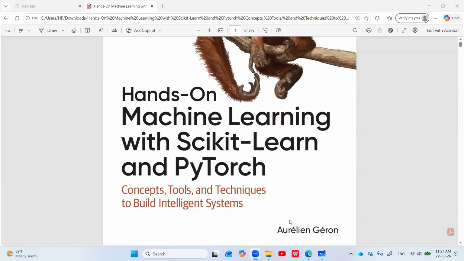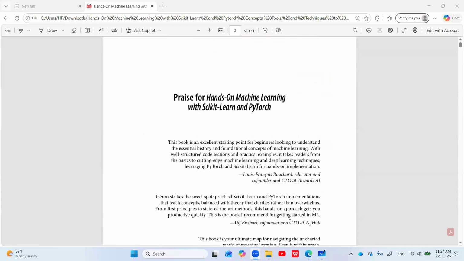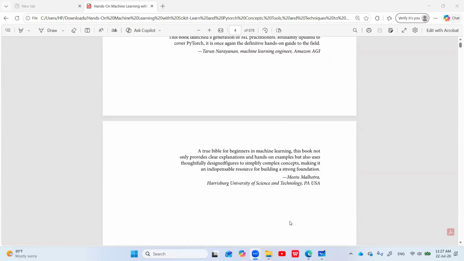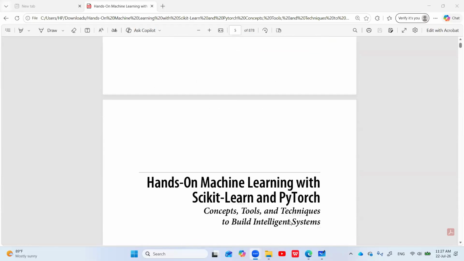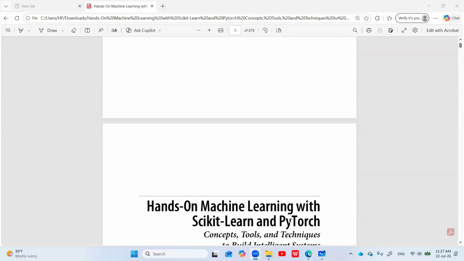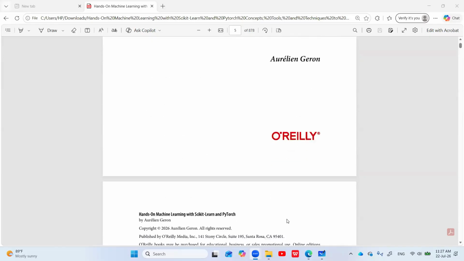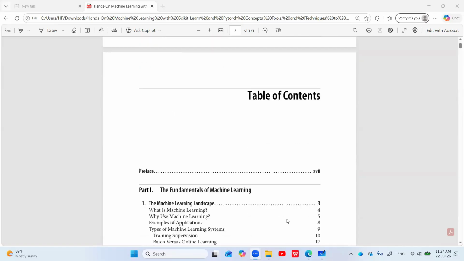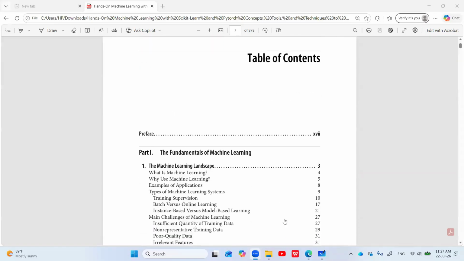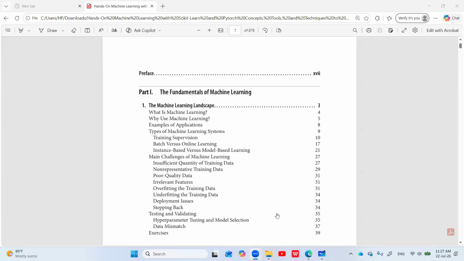This book is written by Aurélien Géron. I'm using this book only for academic purposes. While progressing, I will skip only the unnecessary parts which are irrelevant for academic purposes, and directly jump to the table of contents. Okay, so in part one, we will be discussing the fundamentals of machine learning.